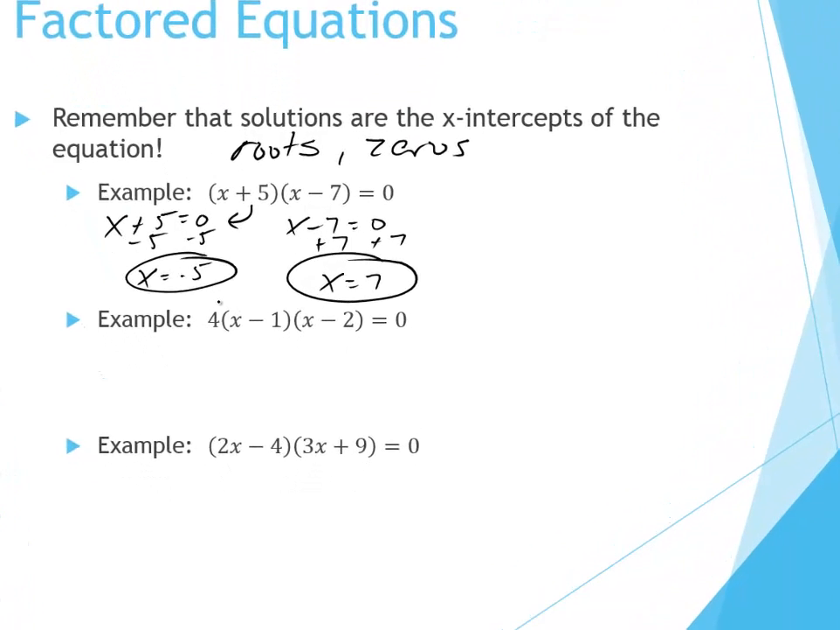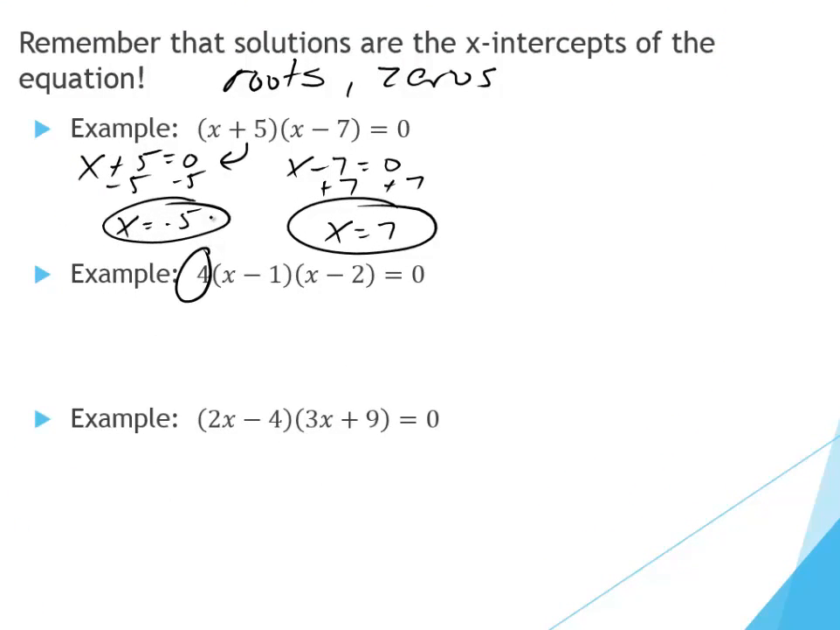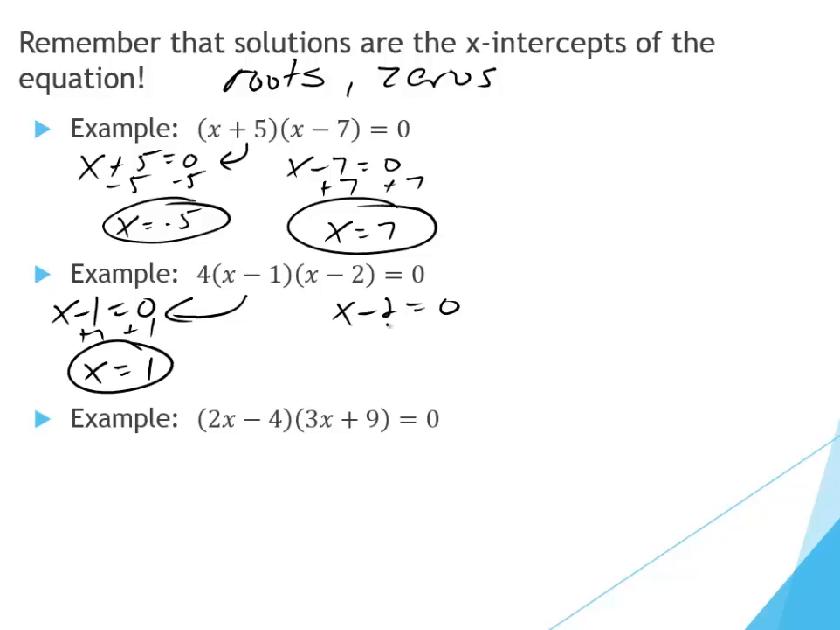Now, next example. You notice I have a 4 on the outside. But don't worry about it. Whenever we're solving for x, just ignore the outsides and just set the insides equal to 0 and solve. So, setting x minus 1 equals 0, plus 1 to both sides, and you'll get x equals 1. x minus 2 equals 0. Add 2 to both sides. x equals 2.